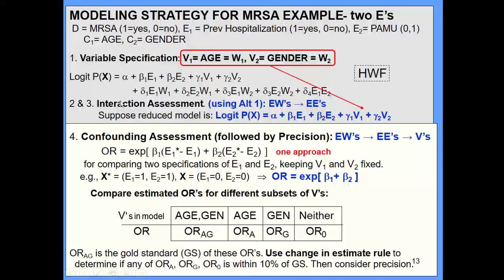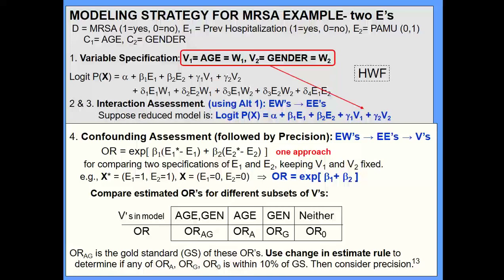And if E1 star is 1 and E1 is 0, and E2 star is 1 and E2 is 0, then this is 1 minus 0 and this is 1 minus 0. So what do you get? You get the odds ratio has the formula e to the beta 1 plus beta 2. So what I'm saying here is that this is complicated a little bit, and it can even get more complicated.